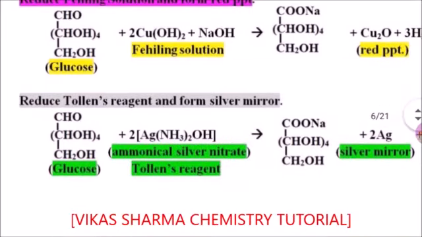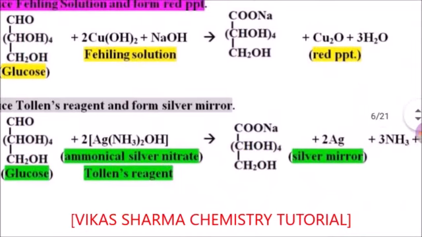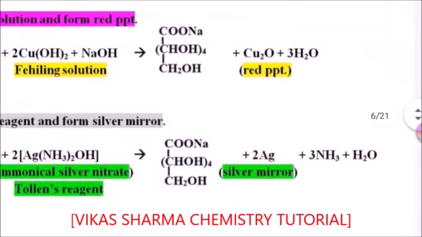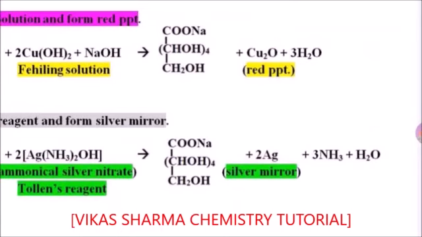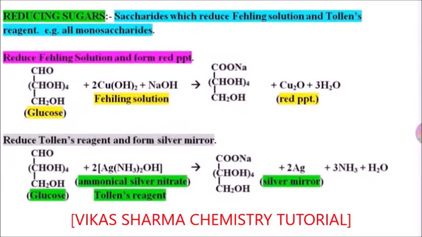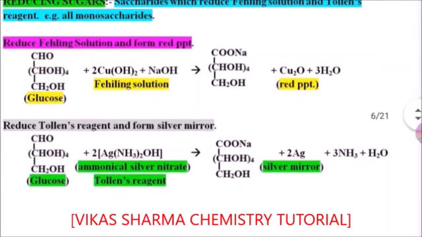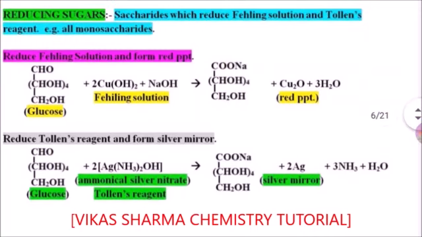The second type of reagent is known as Tollens' reagent. It is ammoniacal silver nitrate, commonly called Tollens' reagent. After the reaction, intermediate products are formed and a silver mirror appears on the surface of the test tube. So those sugars which react with Fehling's solution and form a red precipitate, and with Tollens' reagent form the silver mirror on the test tube, are considered reducing sugars, meaning they react with Fehling's solution and Tollens' reagent.